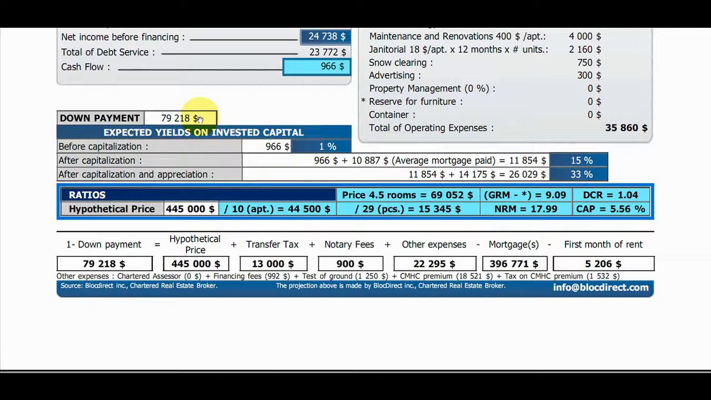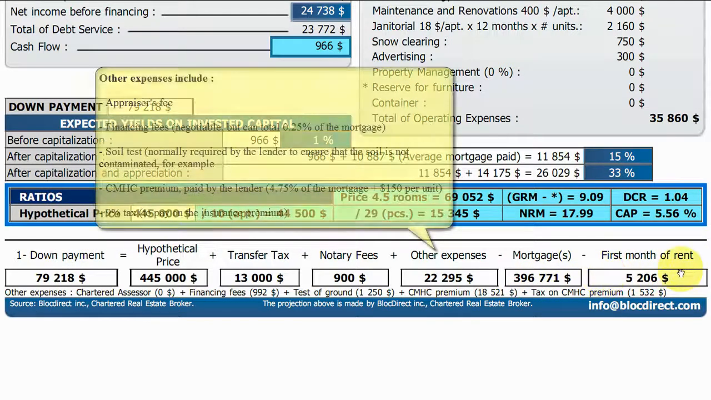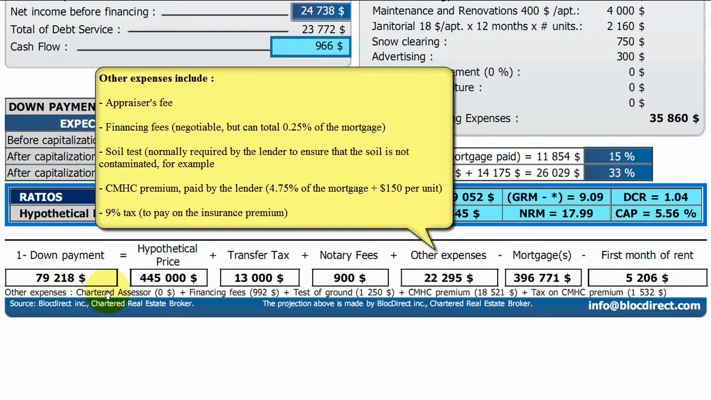11. Down payment. Down payment equals price paid plus transfer tax or welcome tax plus notary fees plus other expenses minus mortgage, including CMHC premium, minus first month of rent. Other expenses include appraiser's fee, financing fees, negotiable but can total 0.25% of the mortgage, soil test, normally required by the lender to ensure that the soil is not contaminated, for example.